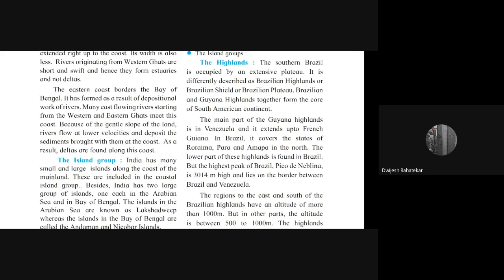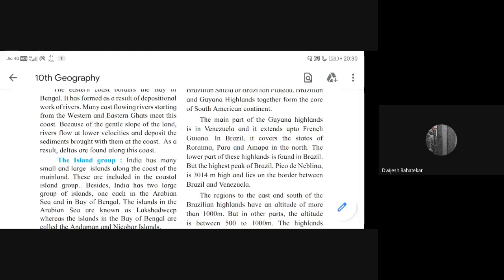Brazilian and Guyana Highlands together form the core of the South American continent. Okay, what are they saying? Brazilian and Guyana Highlands, meaning Brazilian plateau and Guyana plateau, together form the core of the South American continent. So basically we know that Brazil is present in the South American continent, and along with Brazil there are many member countries in the South American region. So there is Paraguay, Argentina, Venezuela, Chile, Peru. So basically the highland region of Brazil and the highland region of Guyana, one of the countries there, forms the core of the South American continent. It is a very important part.